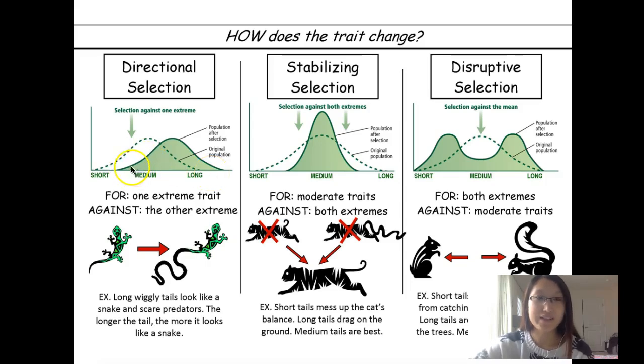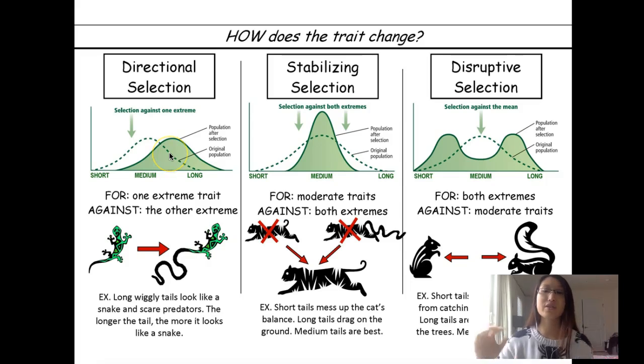So the result is this entire curve of distribution will move this way, where originally most of the population would have medium-sized tails. However, over time, the medium-long tails will be the most prevalent within the population. The frequency of the medium-long is the highest.